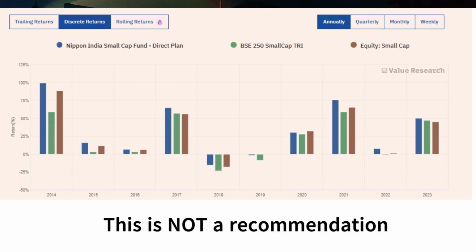Now let's take the same example of the small cap fund which we used in the last video. Let's see how it has performed. If you see in the discrete returns column, it shows this fund, which is shown by the blue bars, has beaten the BSE 250 small cap TRI, shown in green, for all years since 2014. That's the last 10 years at a stretch.